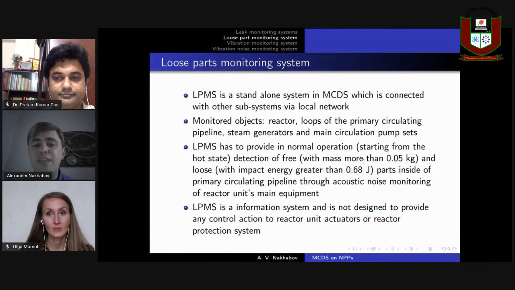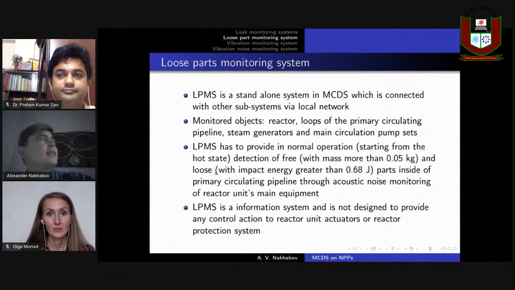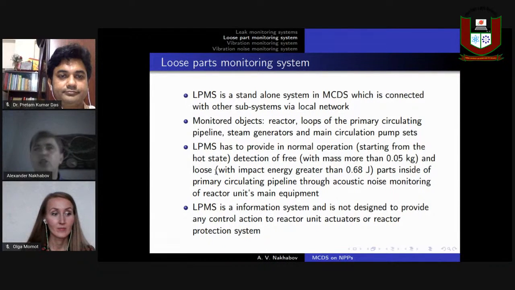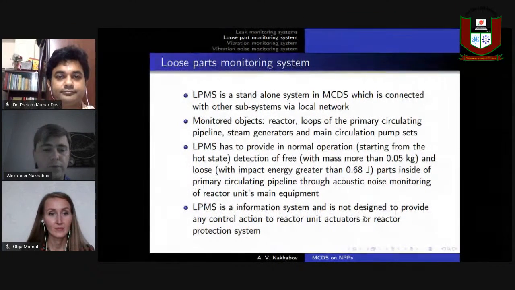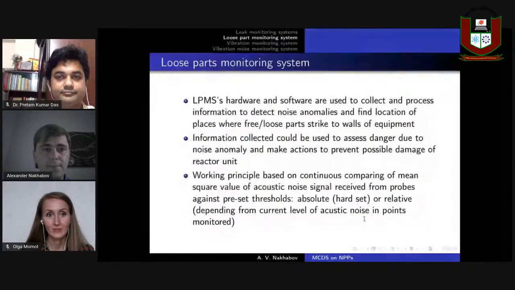And if you talk about loose parts, in this case it's useless to talk about mass. In this case, we should talk about energy, the energy of shock from this loose part in joules. So some strange number, 0.68 joules, but nevertheless it is the threshold for detection of free parts inside the reactor.